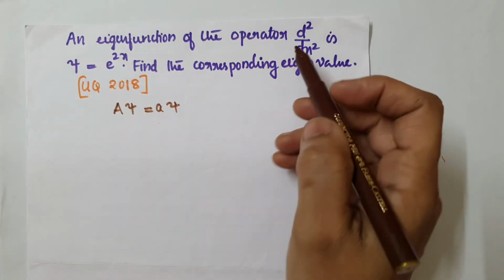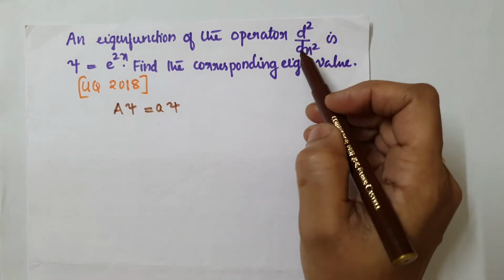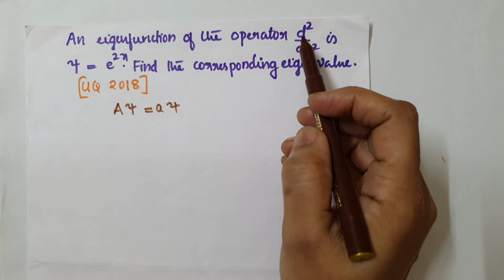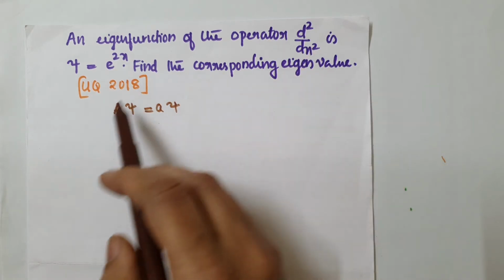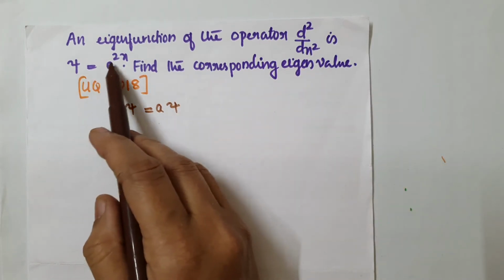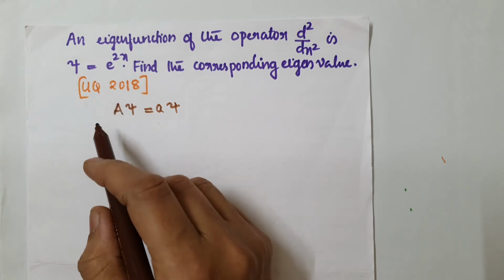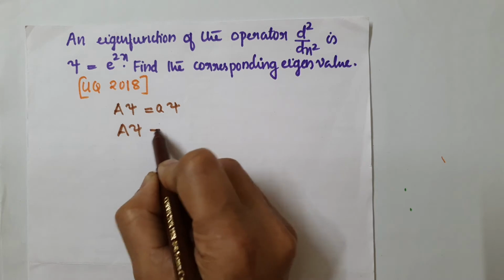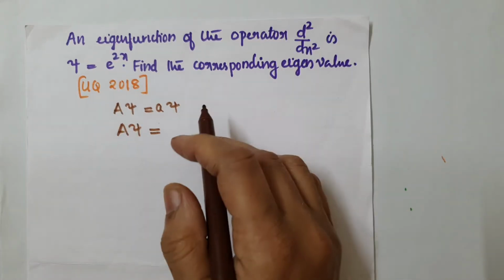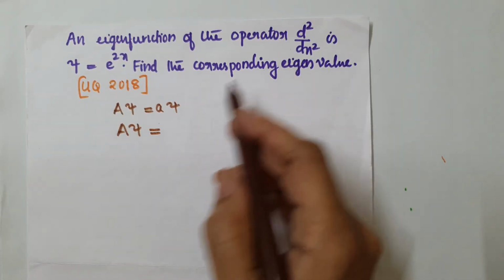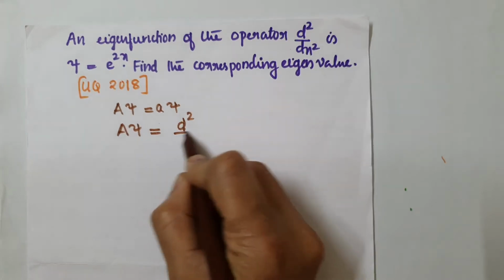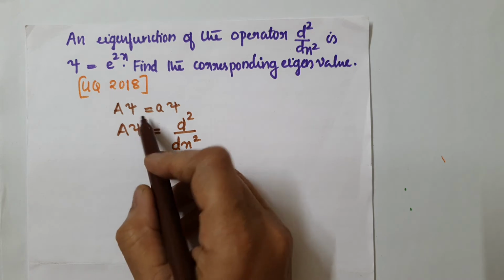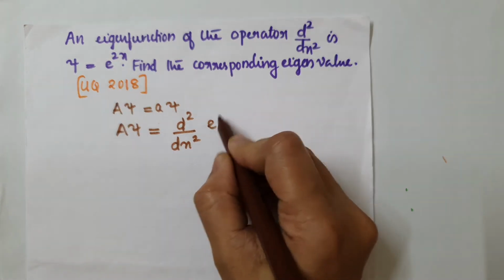Similarly, here the operator is d square by dx square. Instead of A, we are substituting d square by dx square and the function is psi equal to e raised to 2x. Then the equation A psi can be written as, instead of A, the operator d square by dx square, and the psi is here e raised to 2x.